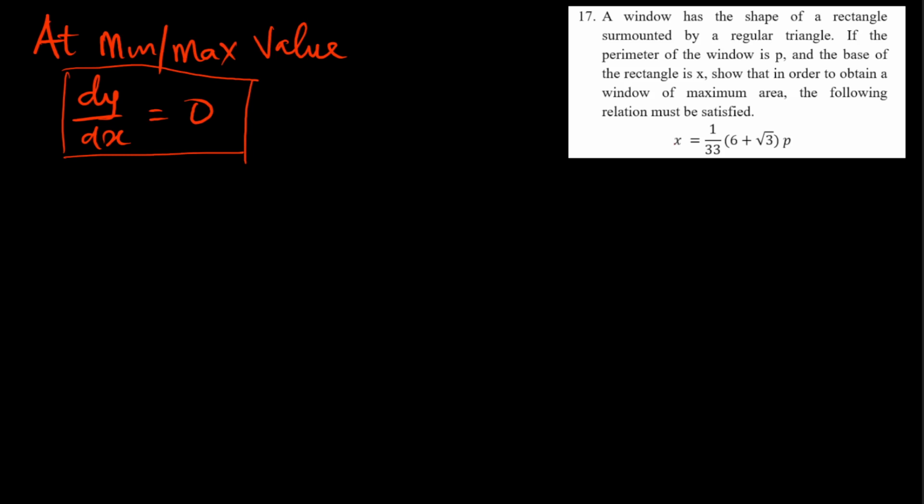A window has the shape of a rectangle, surmounted by a regular triangle. Let me try to depict this with a diagram so that you can have a clear understanding of what that means. So we have a rectangle surmounted by a regular triangle. No, my triangle does not really look regular. Okay, but we get the idea.